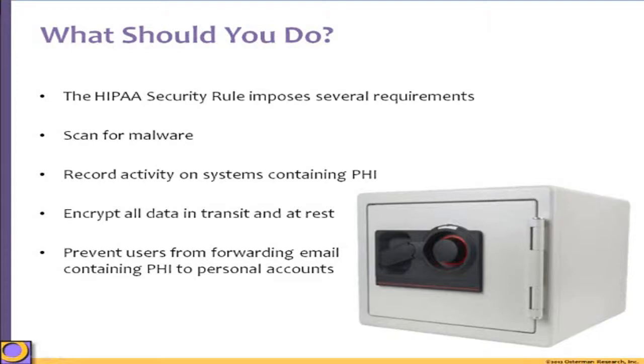And then you need to encrypt all data that's in transit and at rest. Make absolutely certain that all of your emails, that all of your backup tapes and so forth are encrypted so that you don't potentially have a breach of PHI for whatever reason. And then you also need to be able to prevent users from forwarding email that contains PHI to their personal accounts. And again, most of that is not going to be malicious in any way.